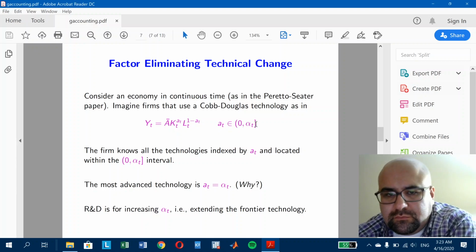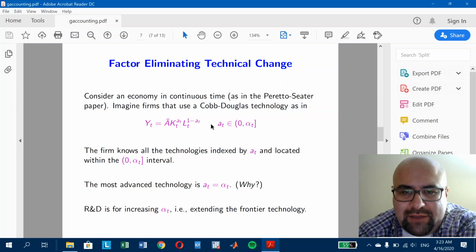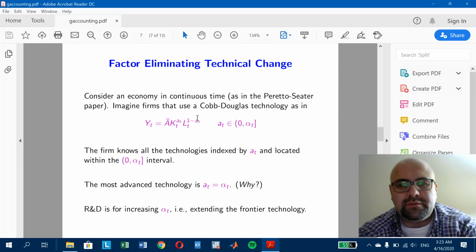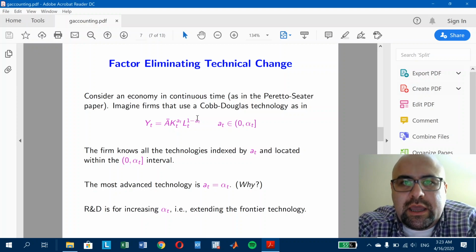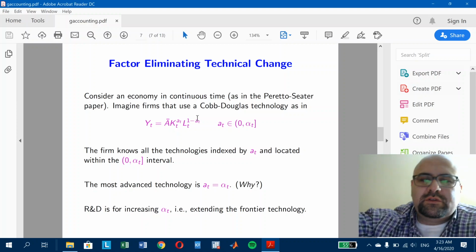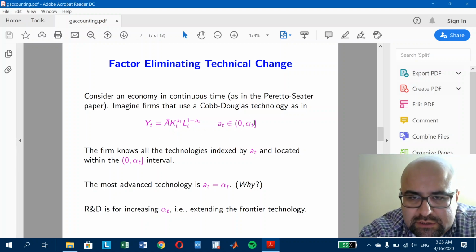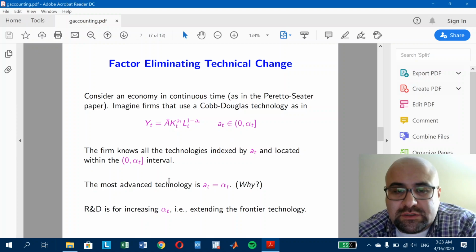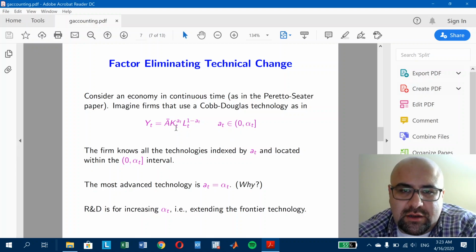Here we assume that the firm has access to all the technologies that lie in this interval. So the firm can in principle choose any a_t level, which means any elasticity of substitution between capital and labor, to operate. And in this particular model, the optimal choice will be the frontier technology. The frontier technology here is alpha_t, and that's the most advanced technology, because that's the most mechanized.